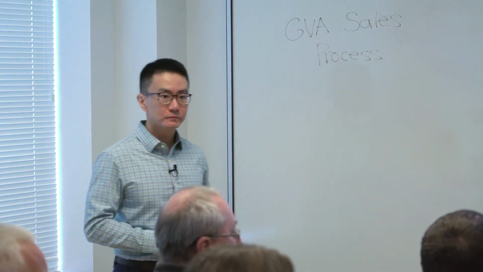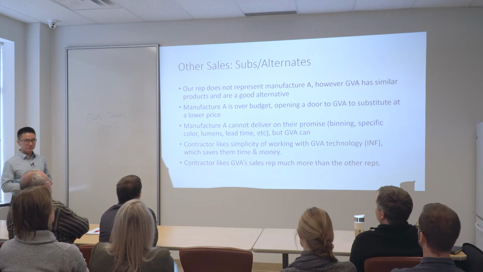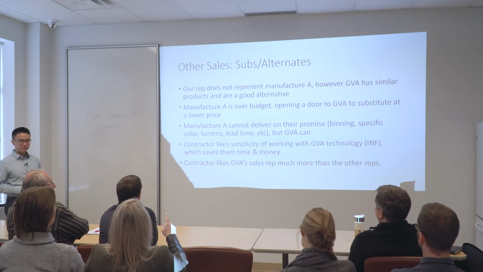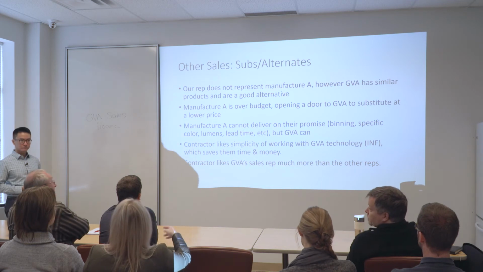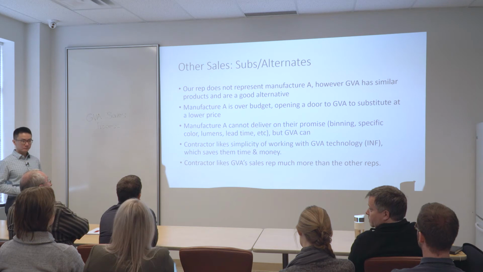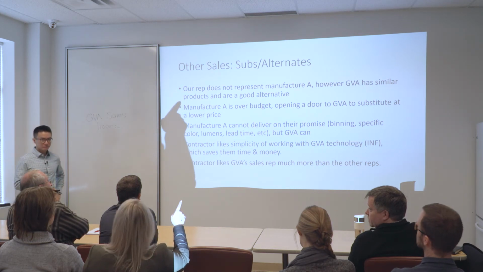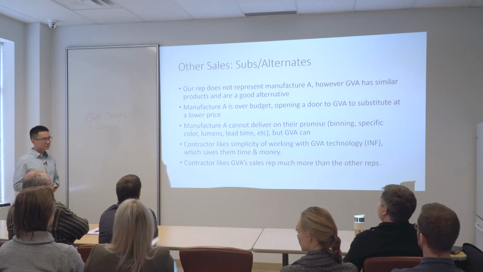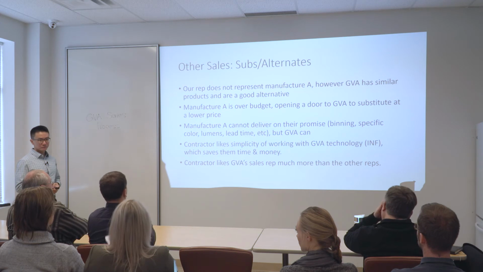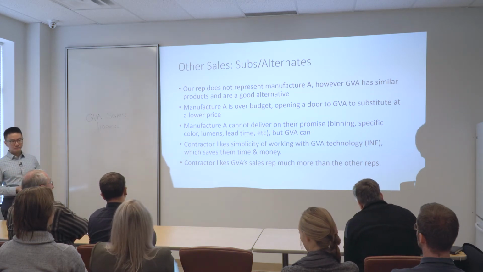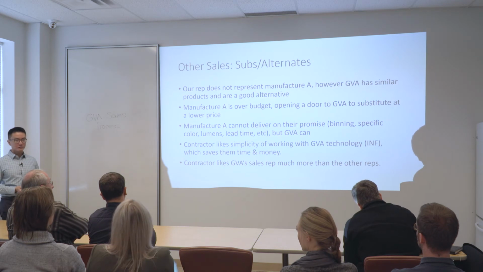I just want to mention that even though we have people that we can sub and we're going after various projects, other people are also doing that to us. Just as easily, somebody who doesn't rep GVA is trying to sub us with Lumenpulse, or GVA is over budget and they're trying to sub us with somebody else. So we're fighting to keep our specs just as hard as we're fighting for these subs and alternates.